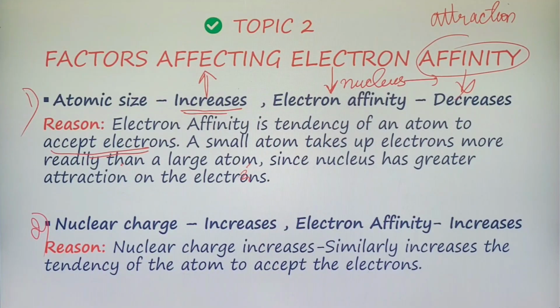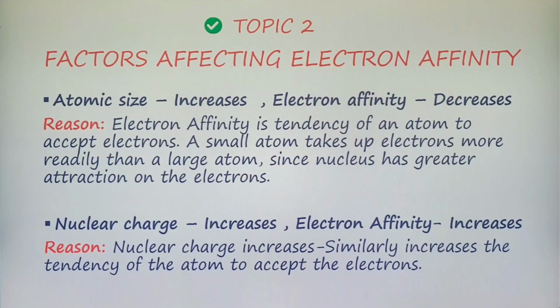The second factor on which electron affinity depends is nuclear charge. What is nuclear charge, children? Nuclear charge is nothing but the atomic number. Who will give me the nuclear charge? The positive charge in the nucleus, that is the number of protons. Now who gives me the number of protons? It's nothing but the atomic number.